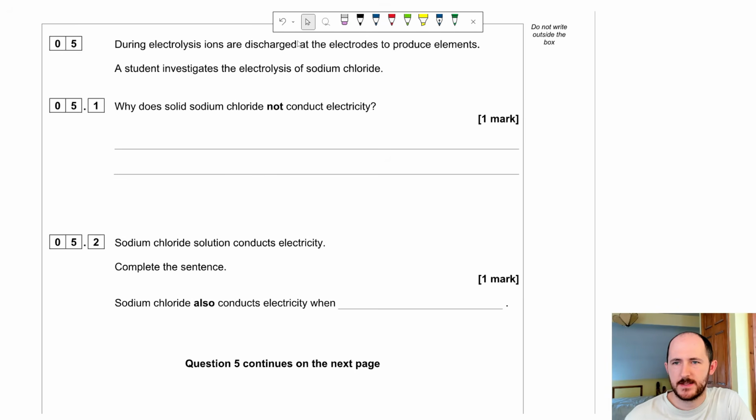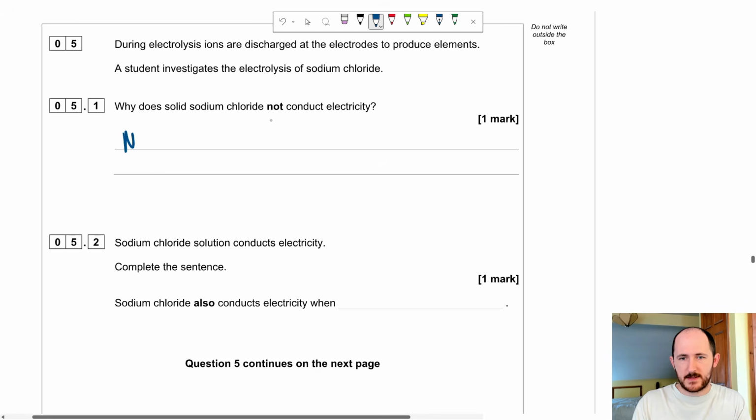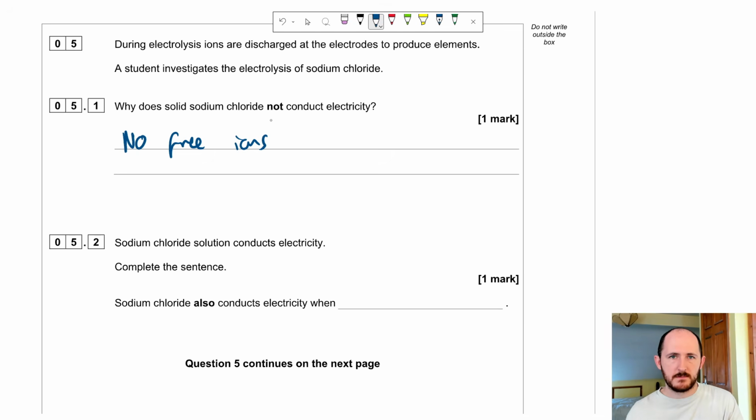During electrolysis, ions are discharged at the electrodes to produce elements. A student investigates the electrolysis of sodium chloride. Why does sodium chloride not conduct electricity? Well, if something doesn't conduct electricity, it's always the same reason. It's because it has no free ions, technically no free electrons for a lot of cases, but also just no free ions. So if you want to be really general and you want to definitely get the mark, always say ions. So again, if something doesn't conduct electricity, it's because its structure doesn't have free ions. Always. Which means there can be no movement of charge. Movement of charge is current, which is electricity.